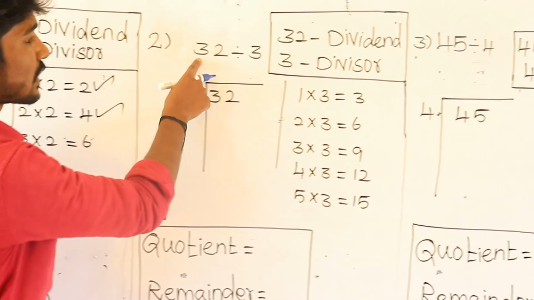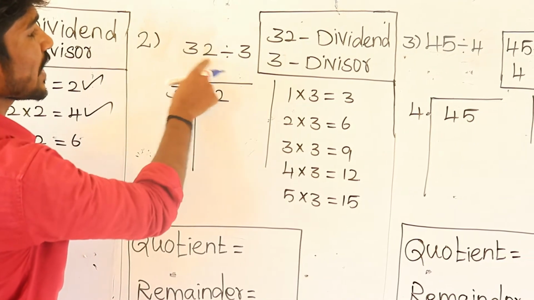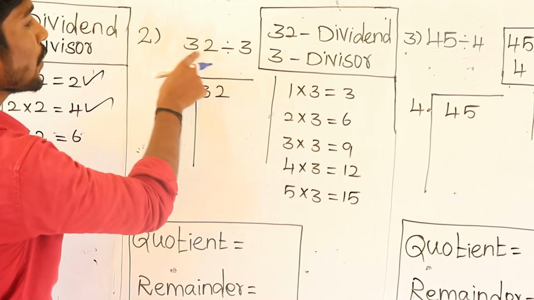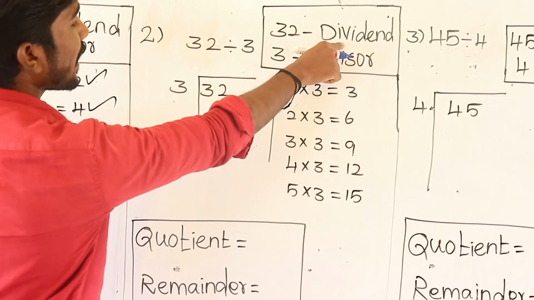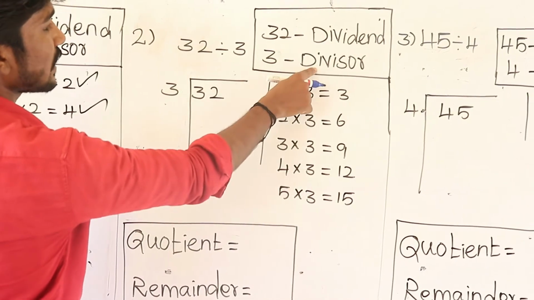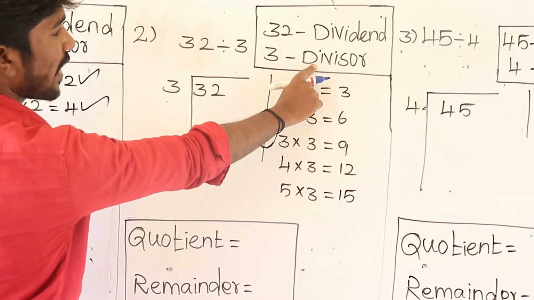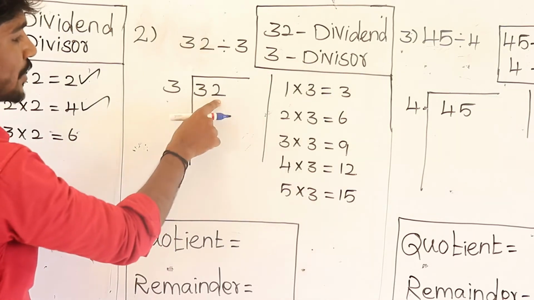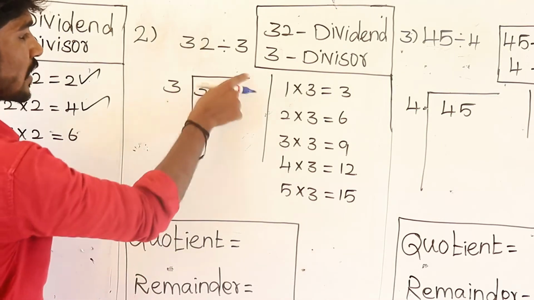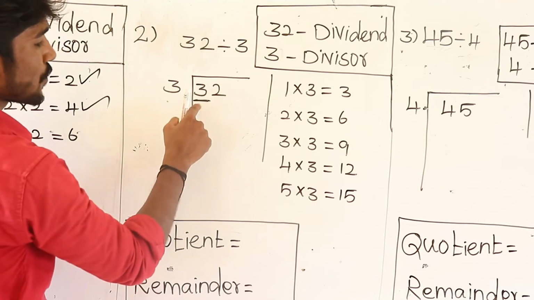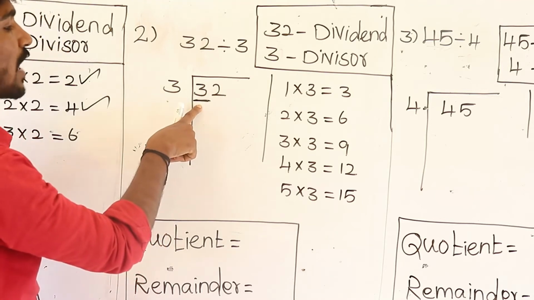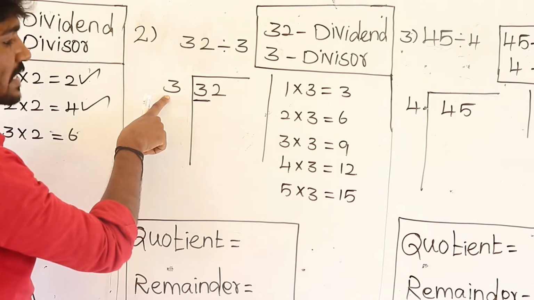Second sum: 32 divide 3. 32 is the dividend value, and 3 is the divisor. So write like this: 32 divide 3. First I will select the first number, 3. So now 3 is the dividend value, and here 3 is the divisor value.